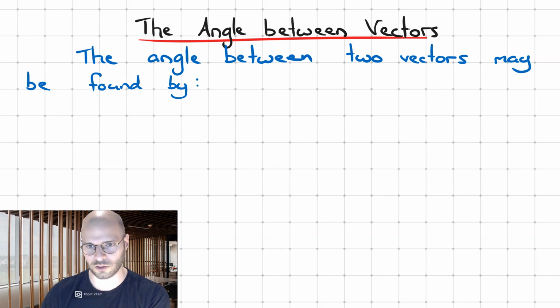Welcome to this video on the topic of vectors. In this lesson, we're going to learn how to calculate the angle between two vectors in space. The angle between two vectors may be found by using the following formula.